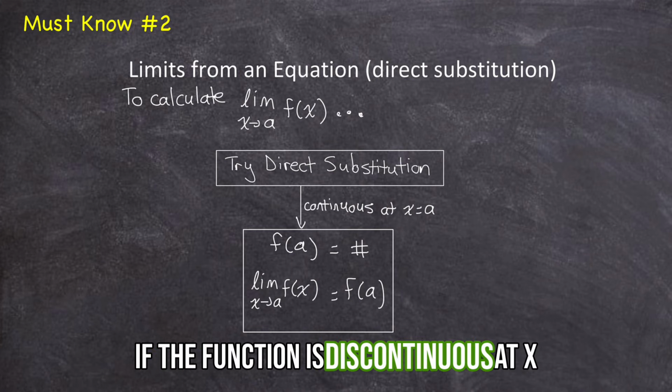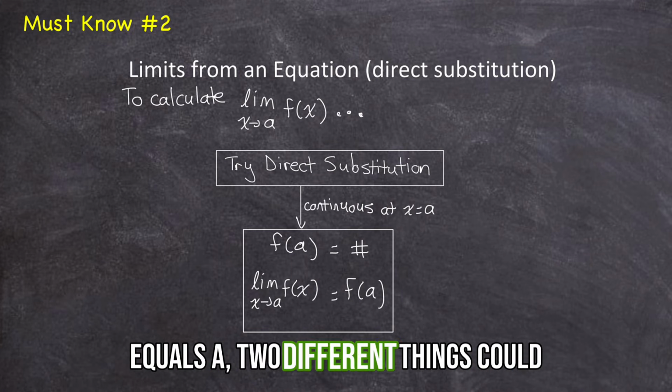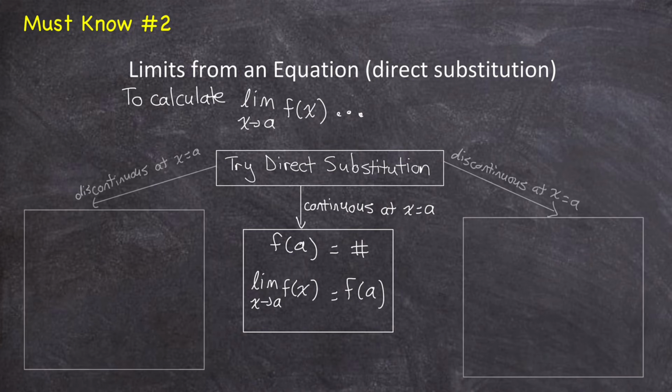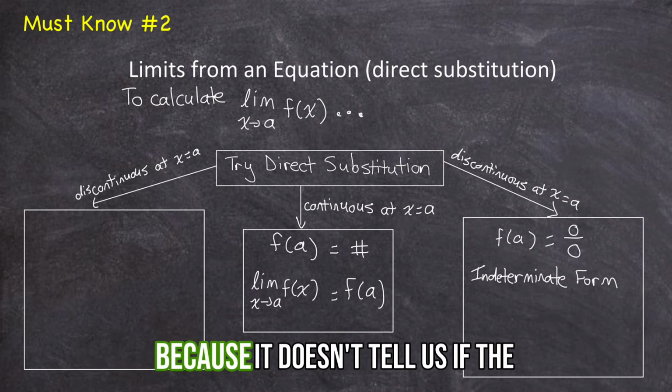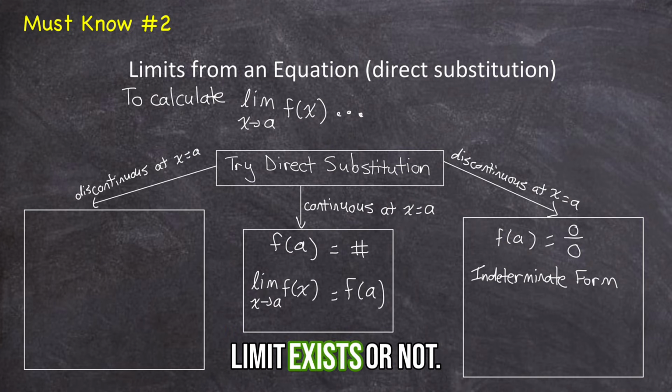If the function is discontinuous at x equals a, two different things could happen. When you do direct substitution and try and evaluate f at a, you could get 0 over 0, which is an undefined expression that when dealing with limits, we call indeterminate form. And we call it indeterminate form because it doesn't tell us if the limit exists or not.